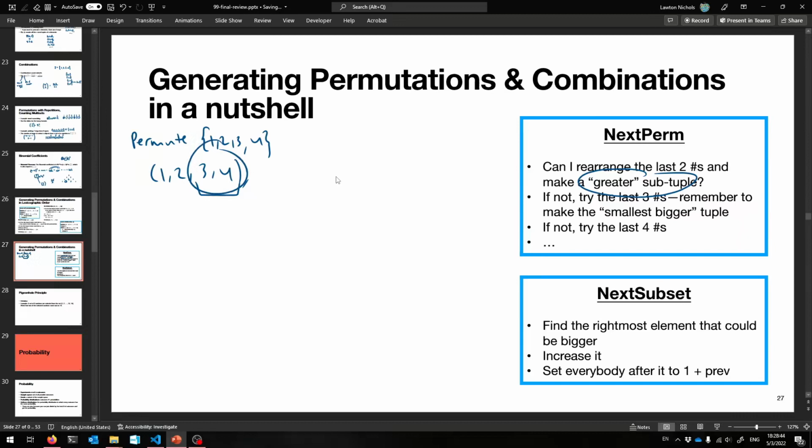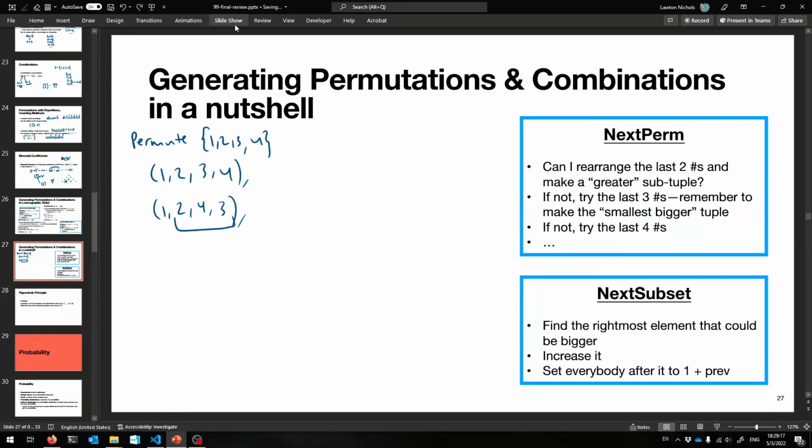Yes, I could have made 4, 3. So the next permutation is going to be 1, 2, 4, 3. See that? And then you do it again. Can I rearrange the last two numbers and make a greater subtuple? I can't do anything bigger than 4, 3. That's already as big as possible. So if that's not true, try the last 3 numbers. Can you rearrange these to make a bigger tuple? Yes, and remember to make the next bigger tuple. Don't make anything bigger than that. You want the smallest bigger tuple.